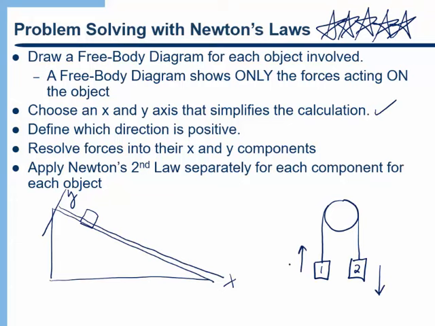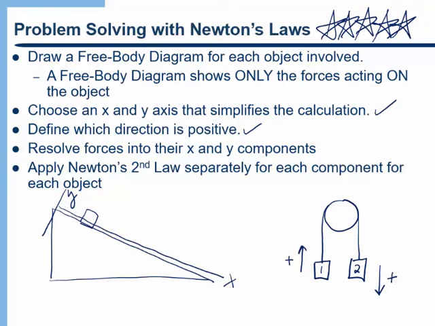So if I call up the positive direction for object 1, then I need to call down the positive direction for object 2. Since they're moving together, we want them to have the same acceleration or the same velocity, and therefore we have to define it in that way.